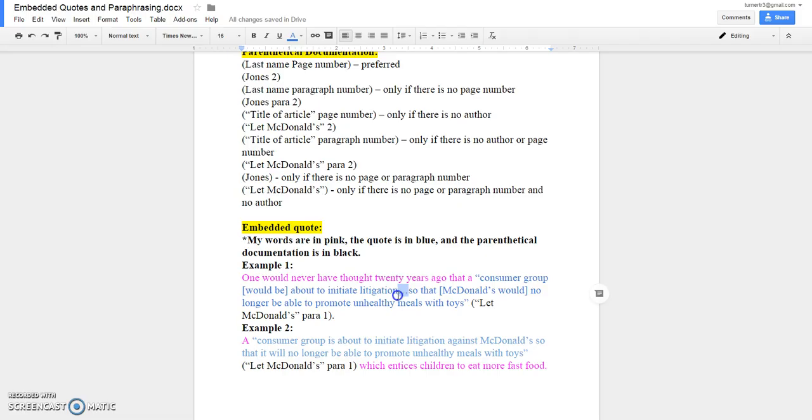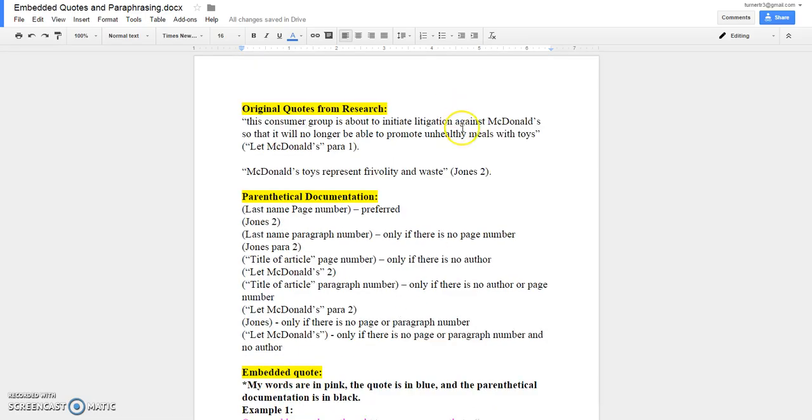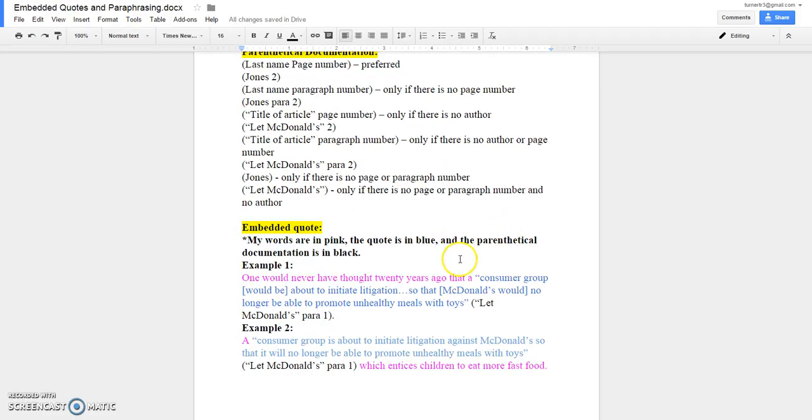Then I've got these three dots, these ellipses here. That's because in the original quote, it said "against McDonald's," but I don't need that information because it doesn't make sense in the sentence right there. So if I delete something in the middle of what I'm quoting, I put three ellipses showing it's been deleted. Then once again, I changed the tense here, or I added the word McDonald's, and then I put my parenthetical documentation directly after the quoted information.